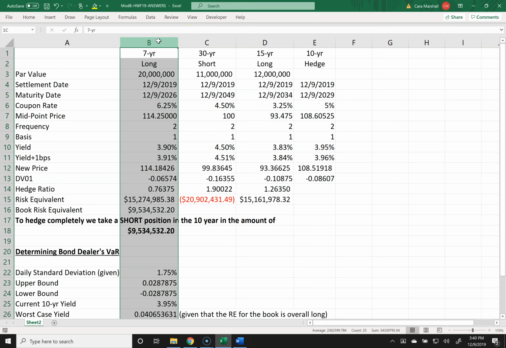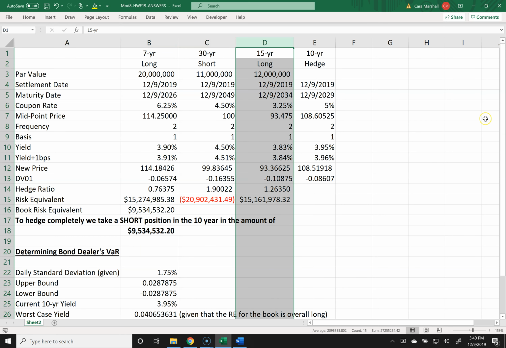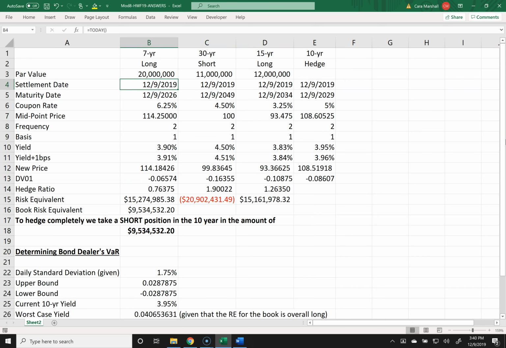So, we started off with these two bonds, right? And so you worked through that with us. But now we added the 15-year, 12 million long position. So here I've got settlement dates. I'm just using today's date. It doesn't matter which date you use, as long as your maturity date is 7 years out or 30 years out or 15 years out or 10 years out, right?